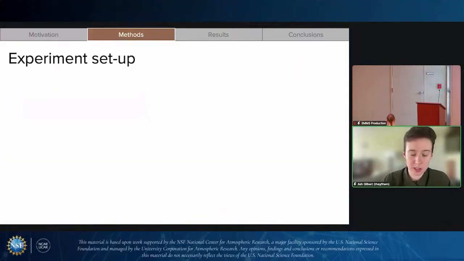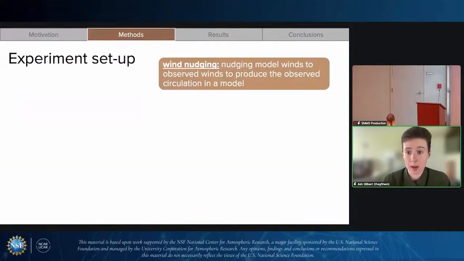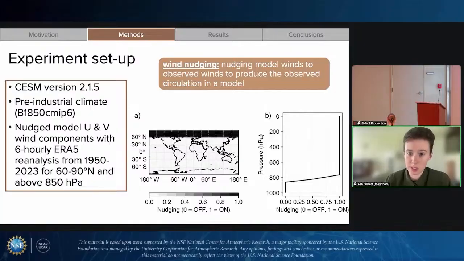So, the setup for this experiment: I'm using wind nudging to nudge the model winds to, in this case, reanalysis winds. I'm using CESM version 2.1, a fully coupled version, because I want the sea ice to respond. And again, I'm using a pre-industrial climate because we don't want the anthropogenic forcing. As for nudging, I nudge the horizontal wind components, U and V, with reanalysis every 6 hours from 1950 to 2023 over 60 to 90 north and above 850 kilopascals.